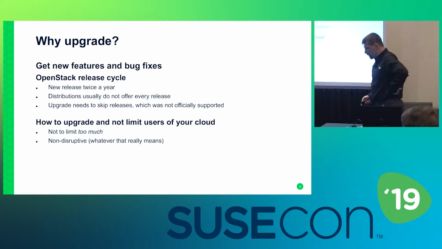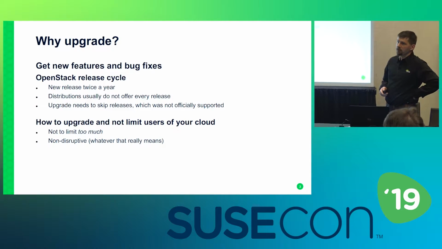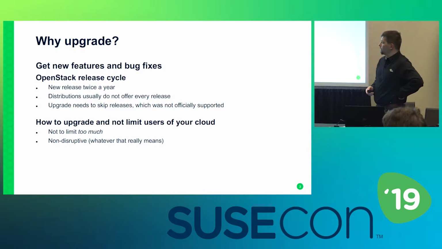So, why do we want to upgrade, or why do you, as users, want to upgrade? Unless your software is feature complete and bug free, you basically want new features and bug fixes. But the OpenStack release cycle has a new upstream release every half a year, which is not what every cloud distribution follows. For example, SUSE usually releases their product once a year. That means we are not releasing every upstream OpenStack version.